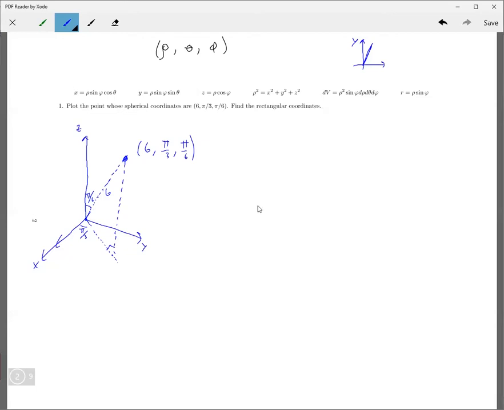Okay, so let's see here. Which one of those? Which one is it? Let's see here. Let me pull up the exercise. The second one. The second one? Yeah. The top right? Yep.